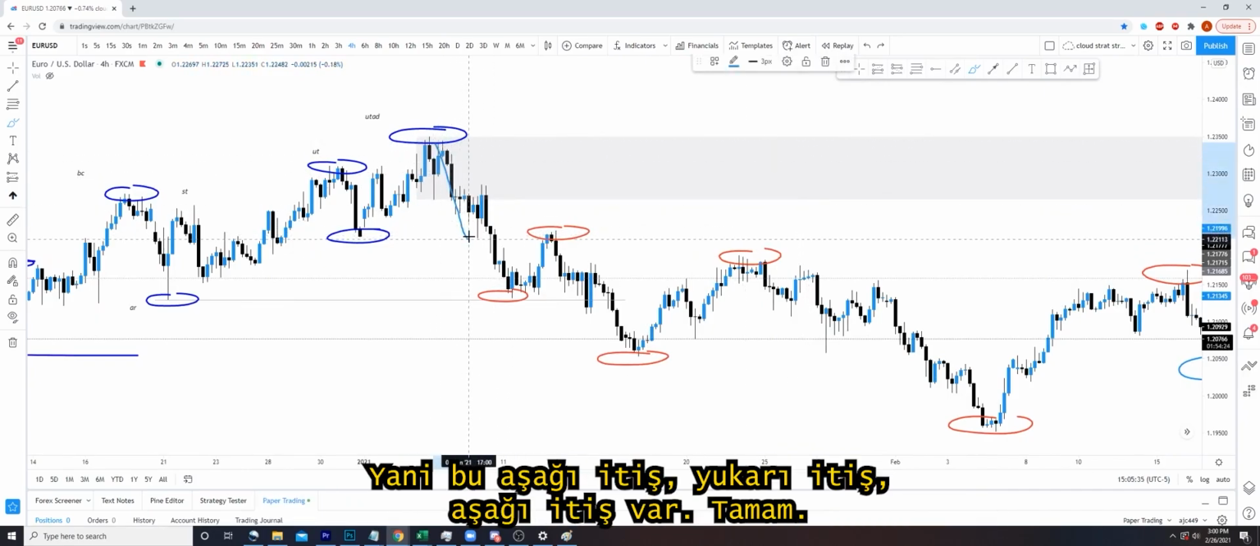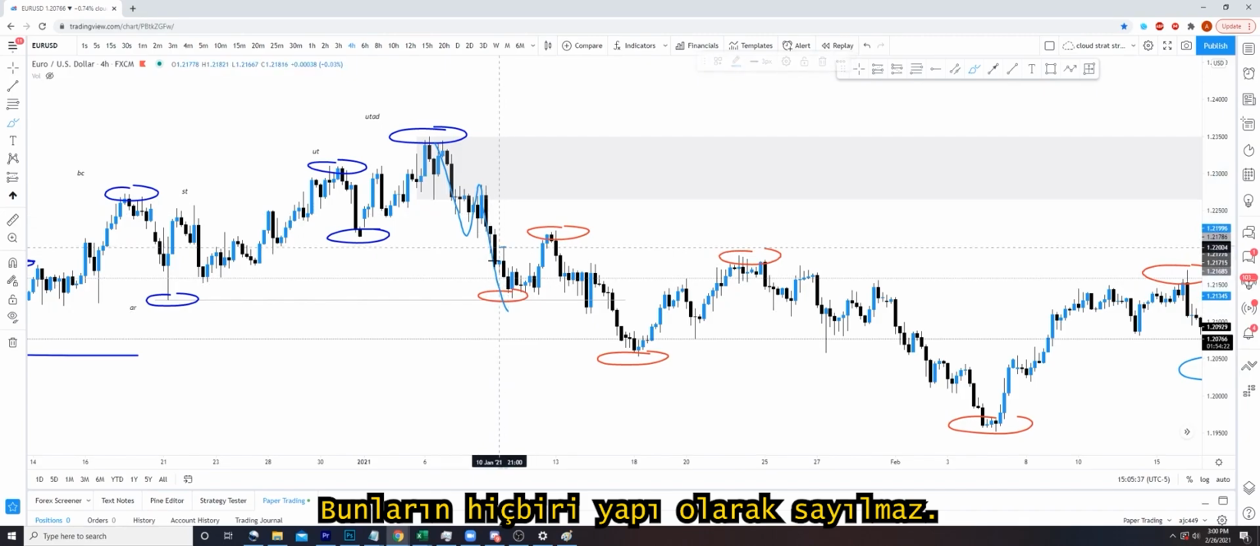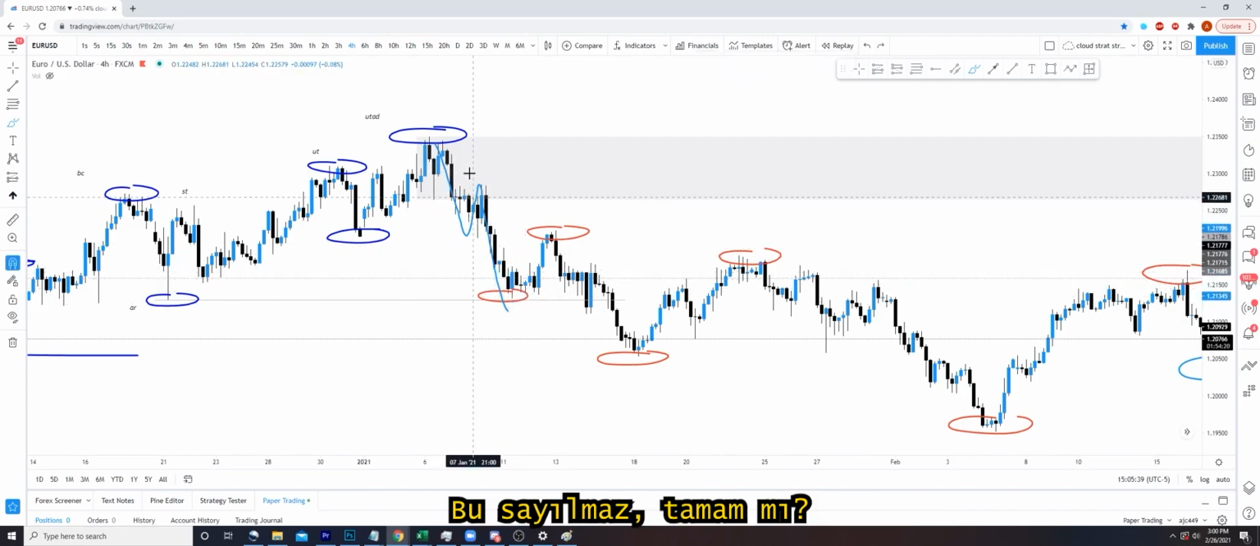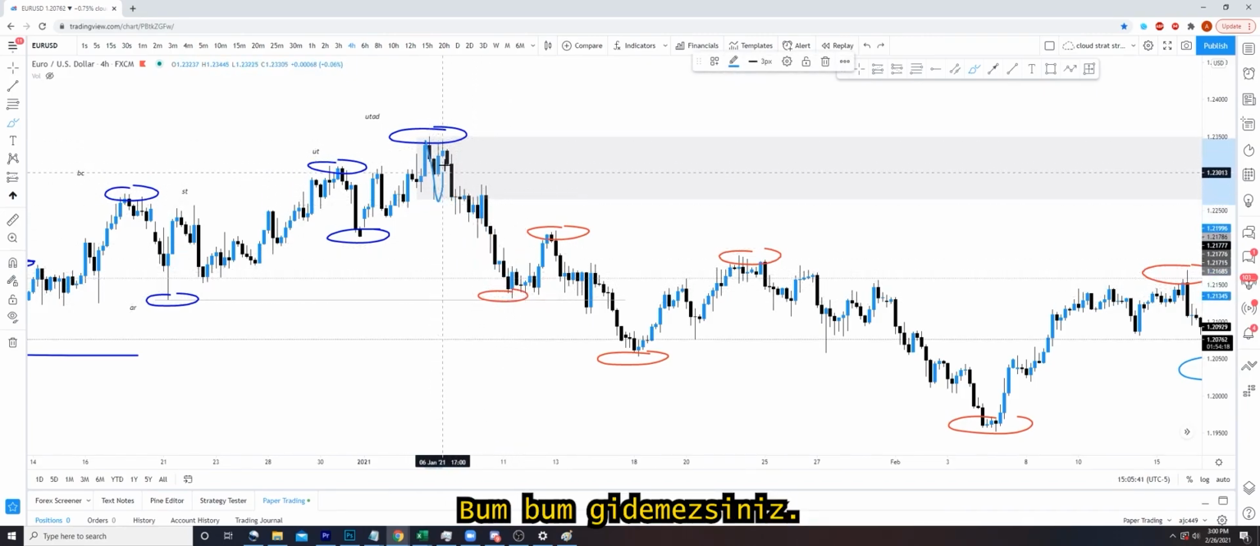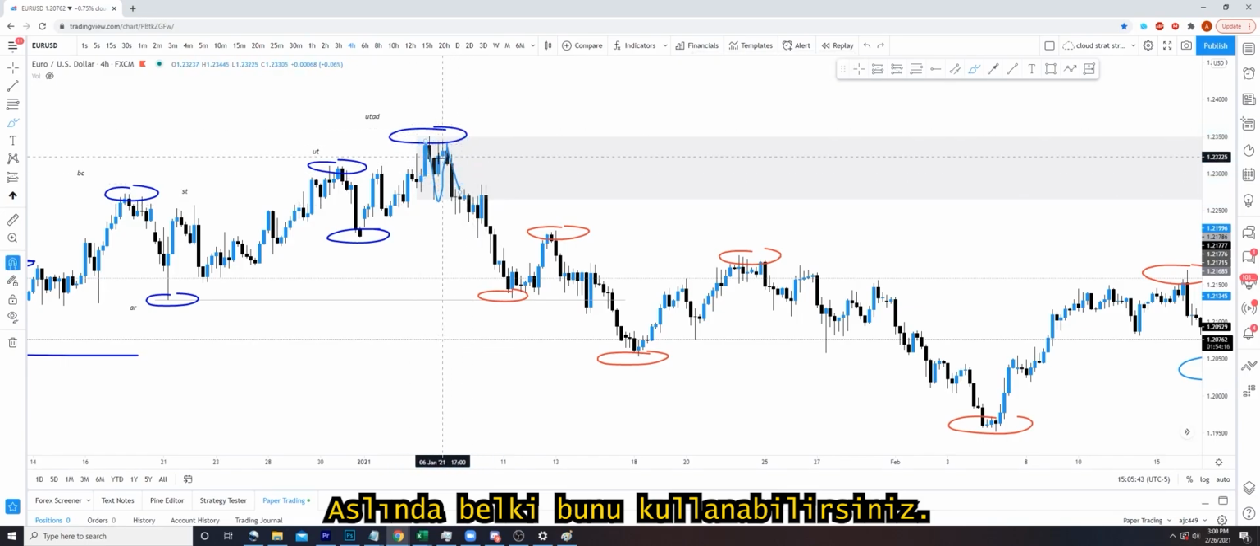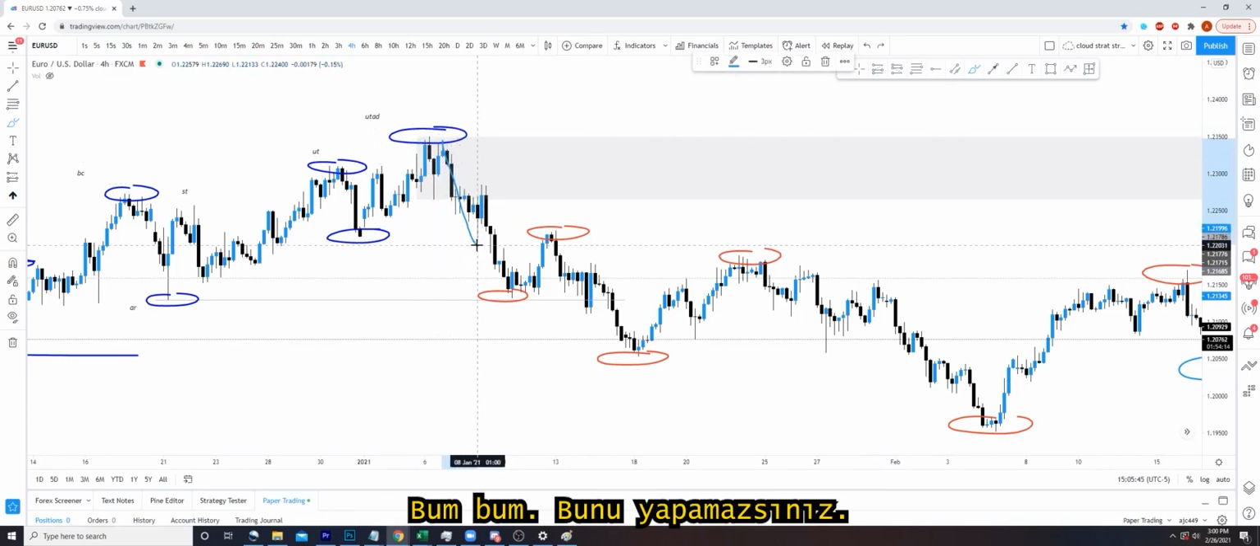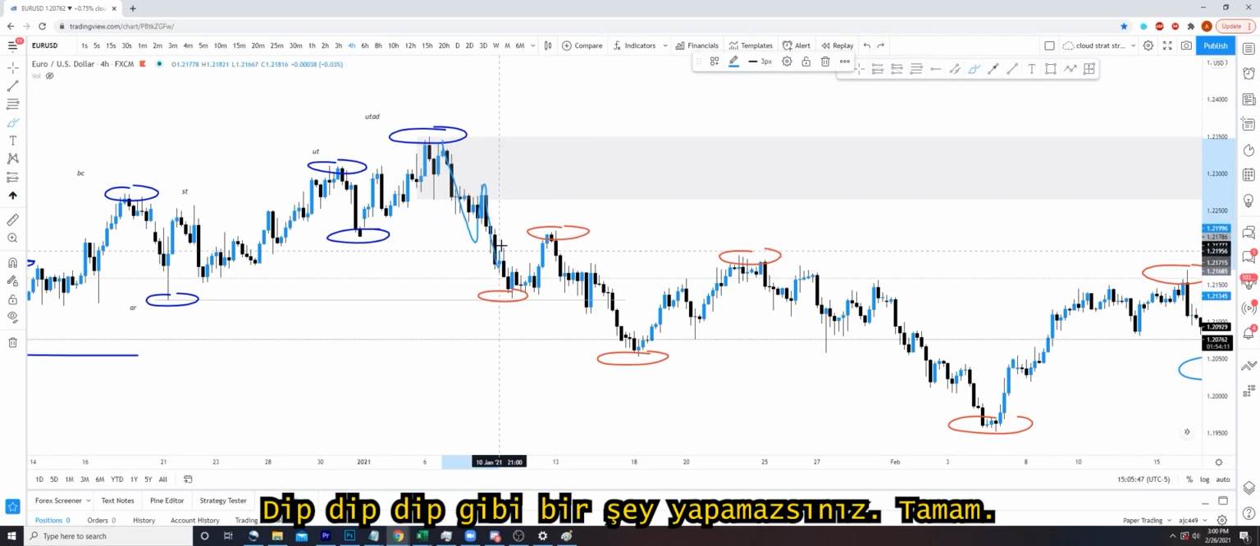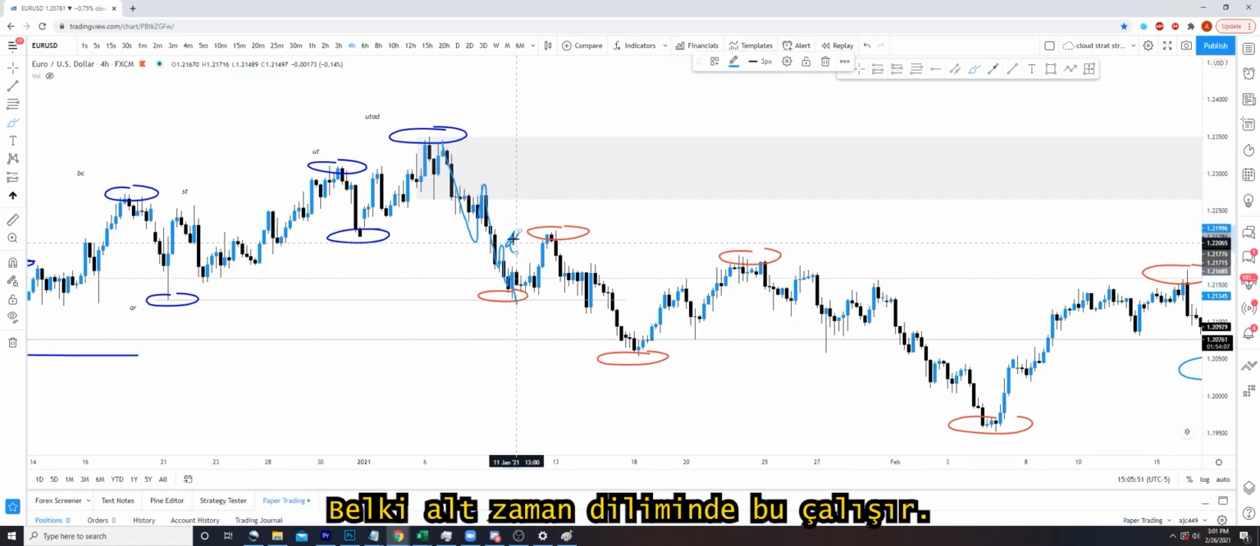So we have this push down, push up, push down, right? None of this counts as structure. This does not count, right? You can't go boom, boom. Actually, you could probably use this one, but I'm just going to use it from here. Boom, boom. You can't do this. You can't go low, low, low, something like that, right? You can't do that. Maybe on a lower time frame, this will work.